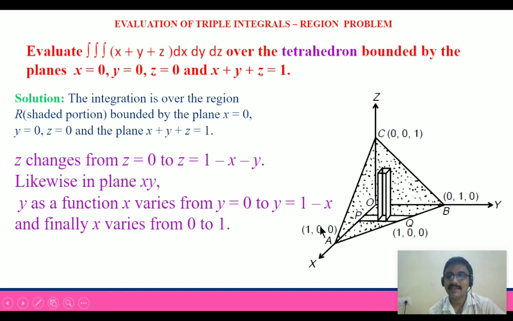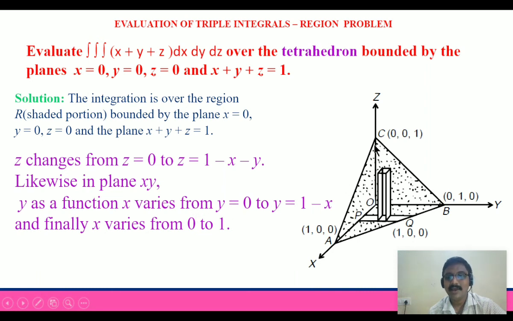In that, y varies from 0 to 1 minus x, because taking the strip, the lower part of the strip touches the x-axis, so y equal to 0. The upper part of the strip touches the line x plus y equal to 1, where y is 1 minus x. So the y limits are obtained. The y limits are in terms of x. Now the x limits must and should be constant. The extreme points on the x-axis are 0, 0 and 1, 0. So x varies from 0 to 1, and the limits are obtained. Whenever we have the limits, we can evaluate the triple integration easily.